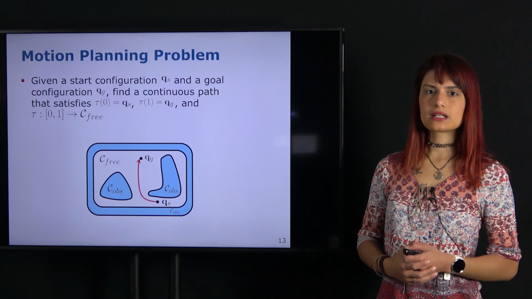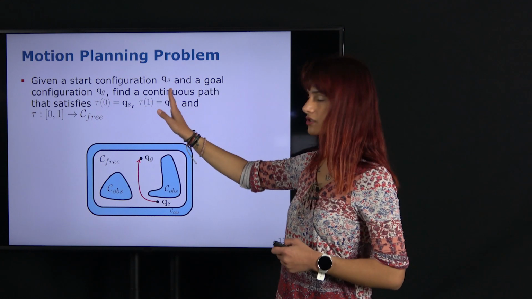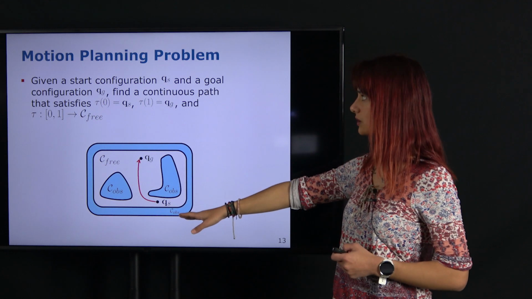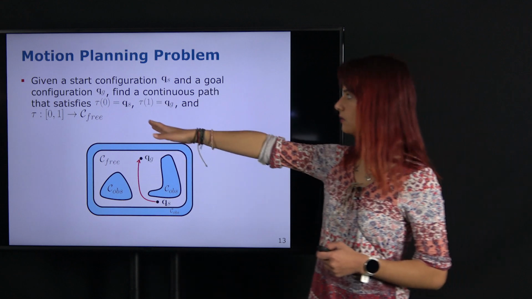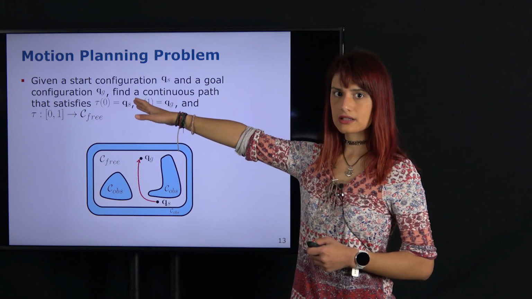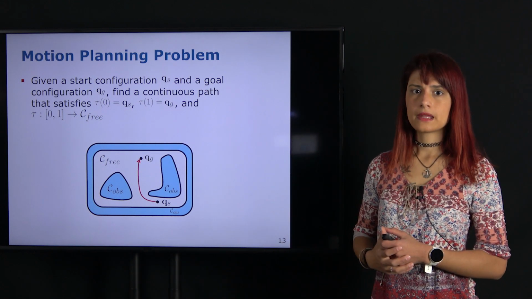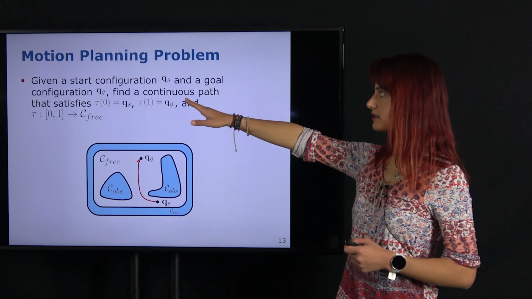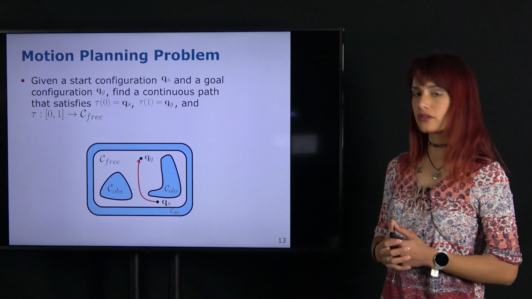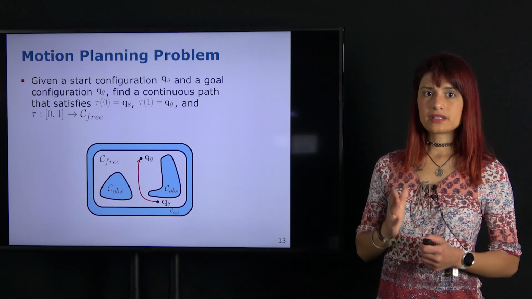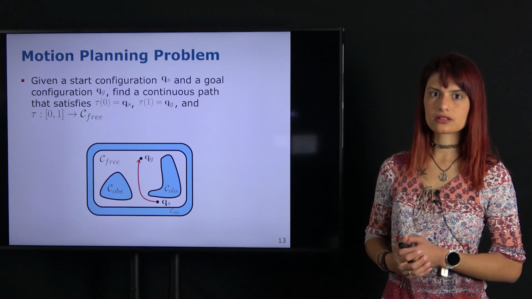So based on this, we can now officially formulate our planning problem. If we have a start configuration and a goal configuration in the environment, we need to find a continuous path tau that satisfies the boundary conditions that at the beginning the robot is at the start configuration, and at the end of the path the robot is in the goal configuration. And for all the continuous configurations in between, this must lie in the free space so that the robot is not intersecting with any obstacles.